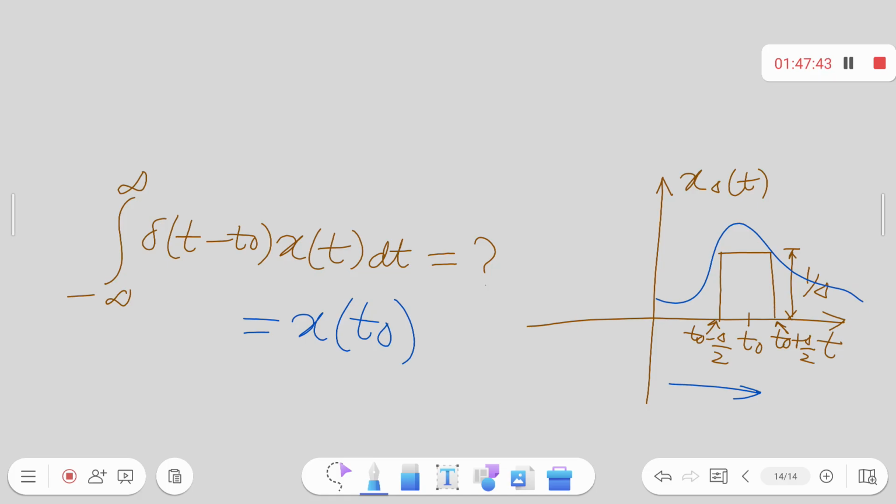So if you have a delta function, and you integrate the delta function, that will give you 1. That means what? This is the step function. If you integrate the delta, you will get the step. If you integrate the step function, you will get the ramp function. Similarly, if you differentiate the ramp function, you will get the step function. If you differentiate the step function, you will get the delta.